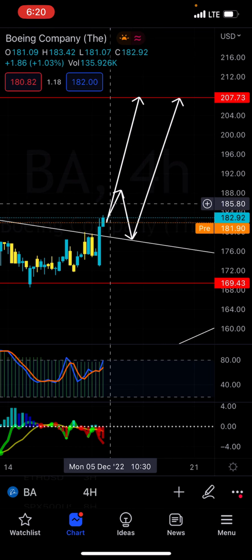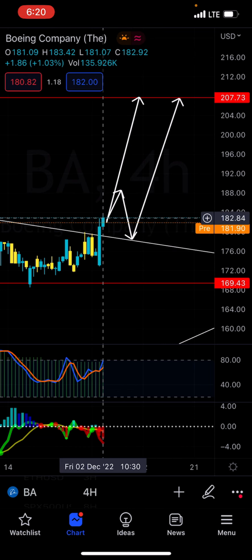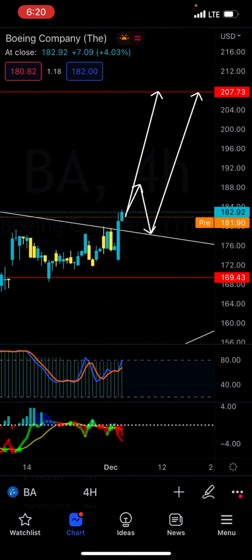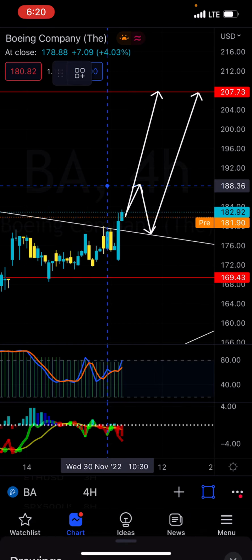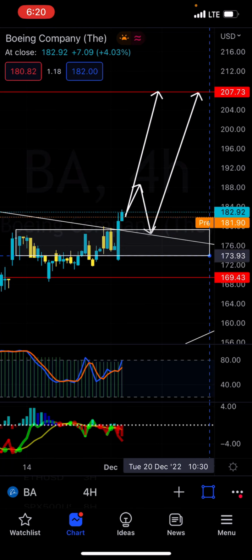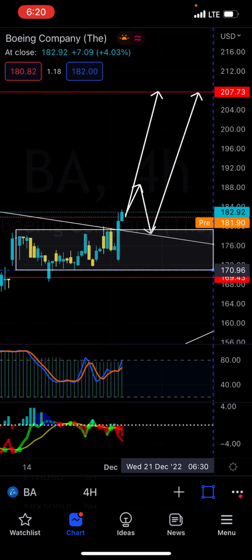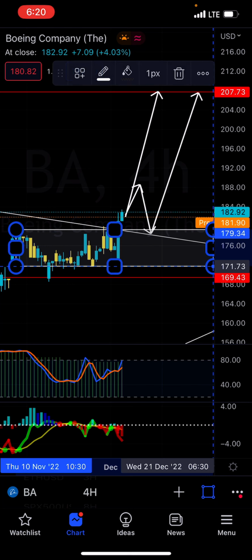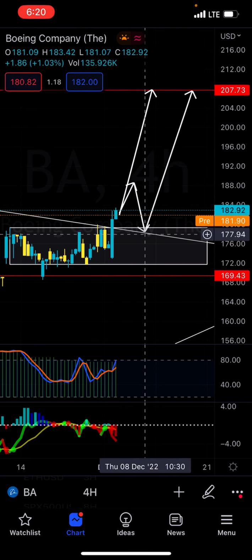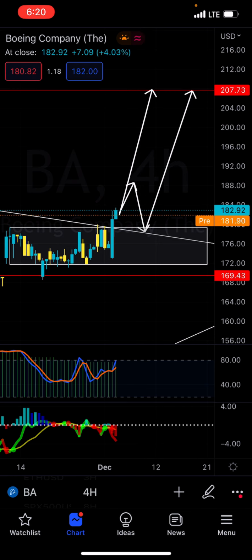I wouldn't look for longs right now. It already broke this high right here. I would definitely come back and buy longs when it hits back to like 178 or so. So I would definitely be okay with buying longs on BA as soon as it comes back to this range, right? That's essentially where the range is right now on the 4 hour. If it comes back to this general area of 178, 179, I'd be looking for longs all day.